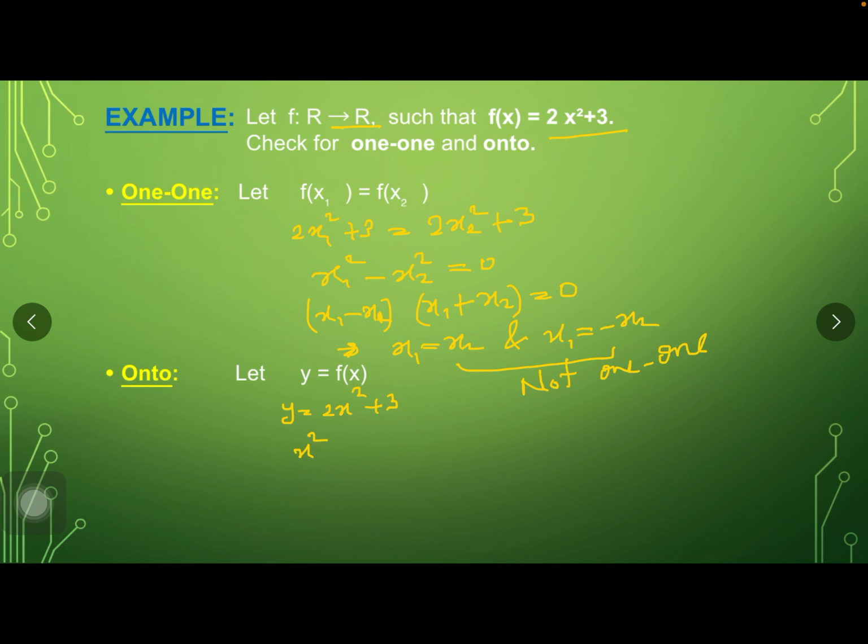Now come to the onto function. Let y equal to f(x), and what is our f(x)? So our f(x) is here y equal to 2x² + 3, right?